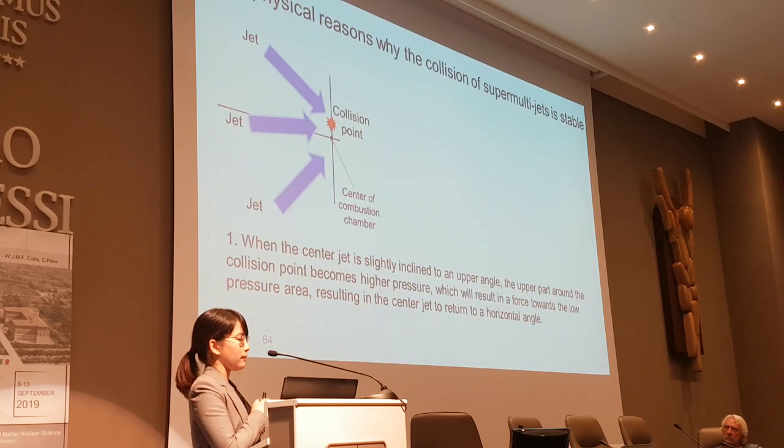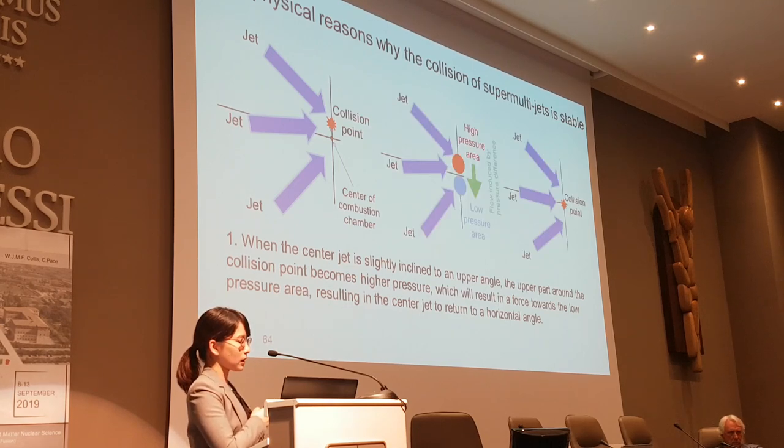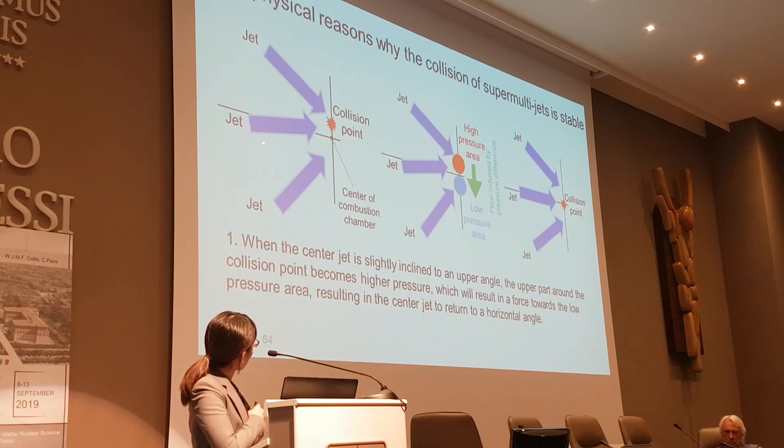And again, I'd like to show the five physical reasons why we think the collision of super multi-jets is stable. Although quantitative research about the stability of these jets is still undergoing, we are thinking of numerous reasons why the collision of jets is stable. First of all is that the phenomenon may be stable by nature. When the center jet is slightly inclined to an upper angle, the upper part around the collision point becomes higher pressure, resulting in a force towards the lower pressure area, resulting in the inclined jet returning to a horizontal angle.